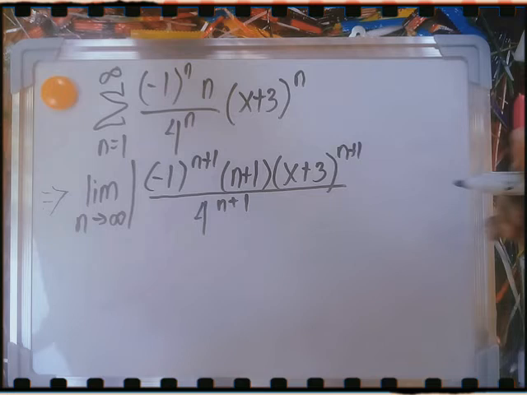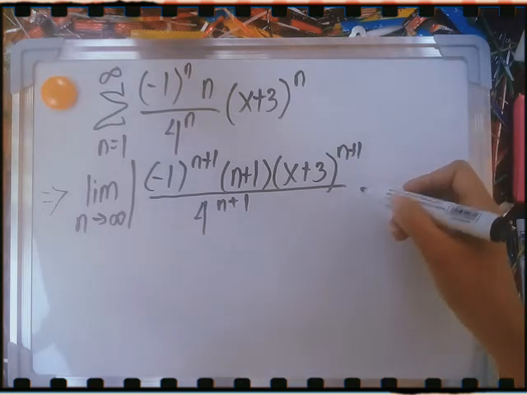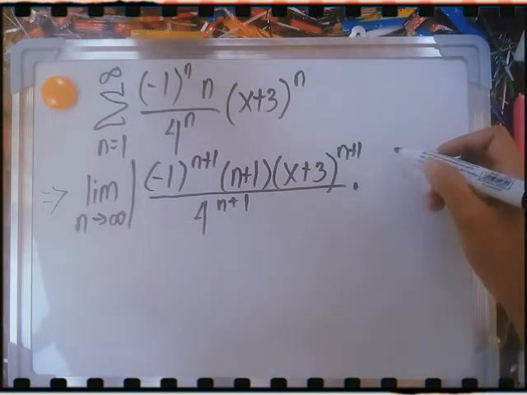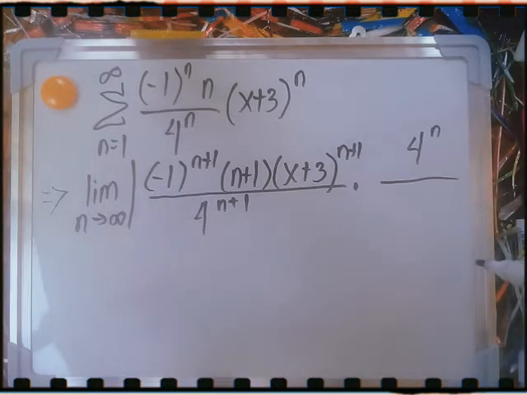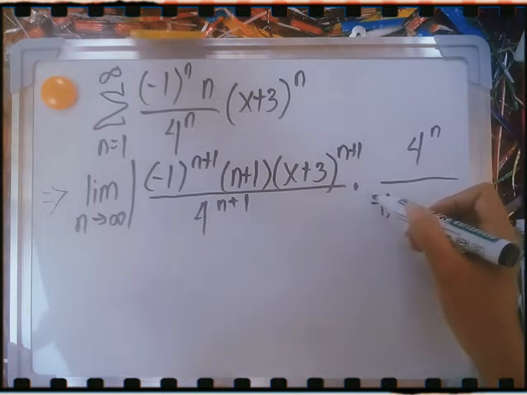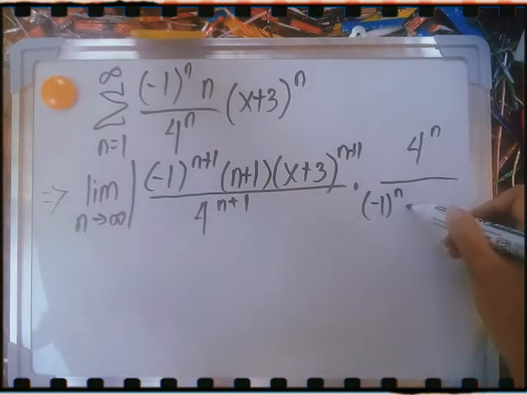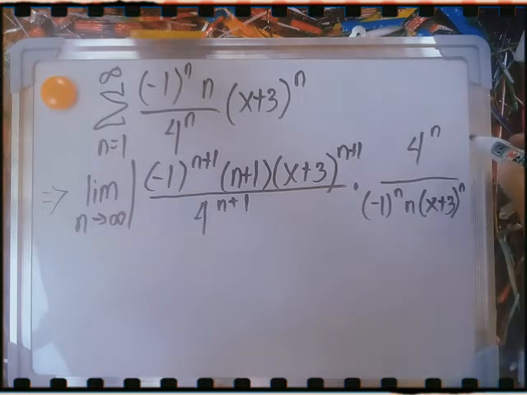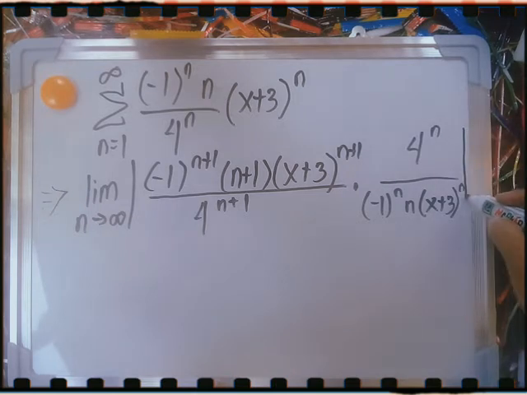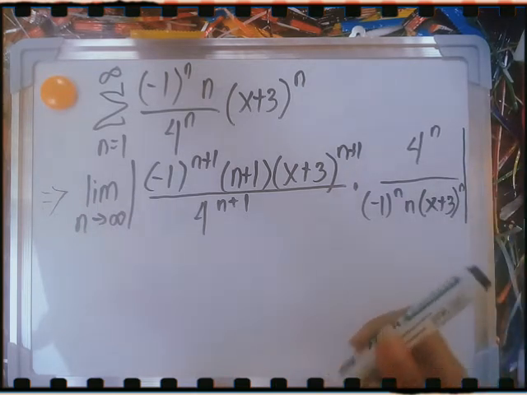And then, we will multiply it by the reciprocal of the given, 4 raised to n over negative 1 raised to n times x plus 3 raised to n. And don't forget the absolute value.